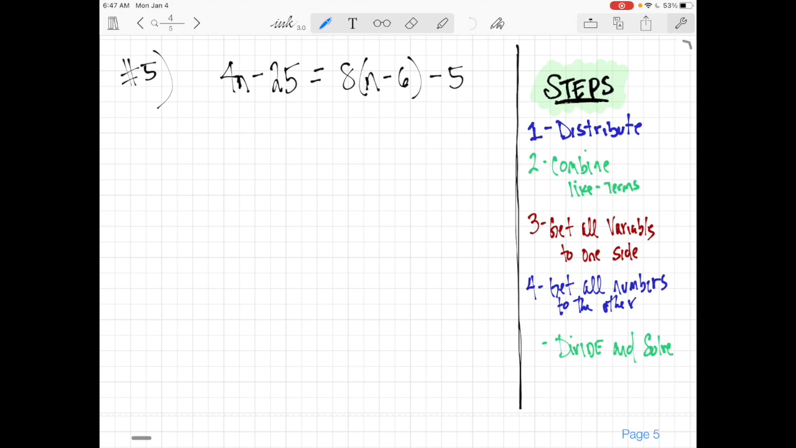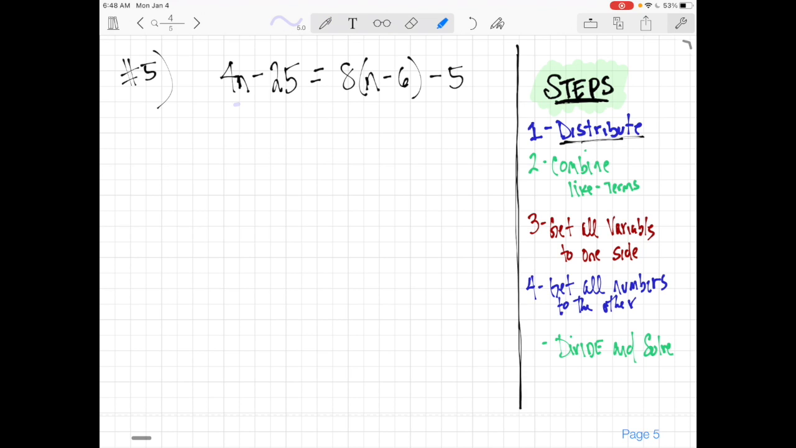All right, so this is problem number 5 on the Algebra Brush Up. So here's our equation right here. And let's start with the first step here. So our first step is going to be to distribute.